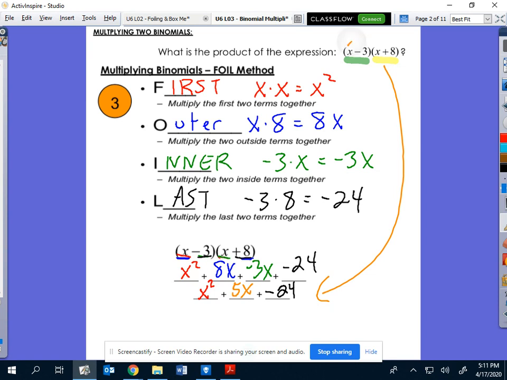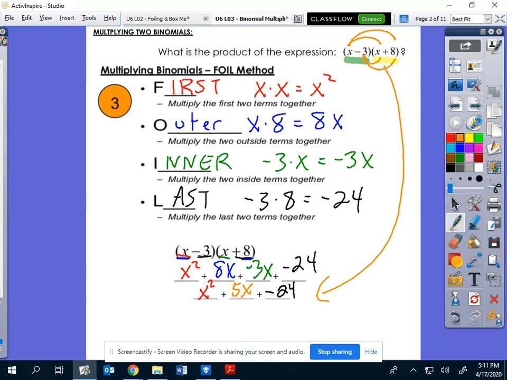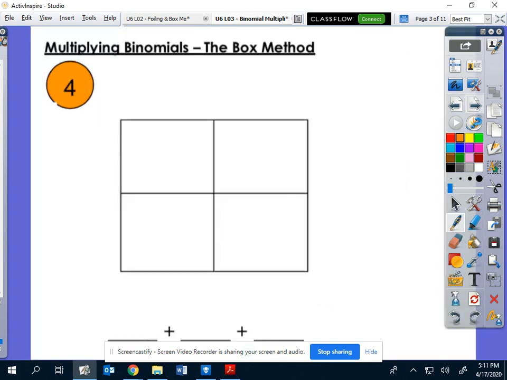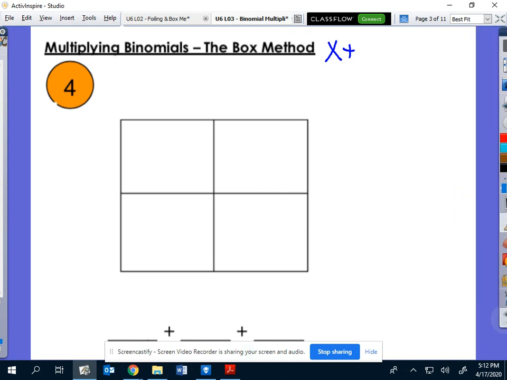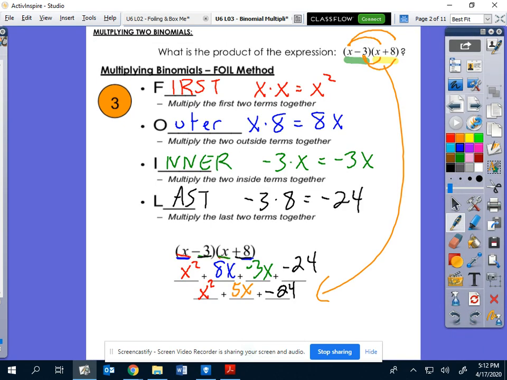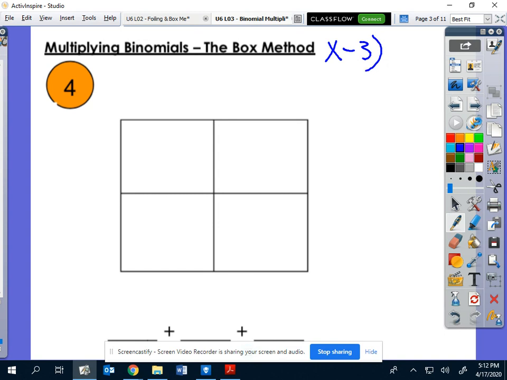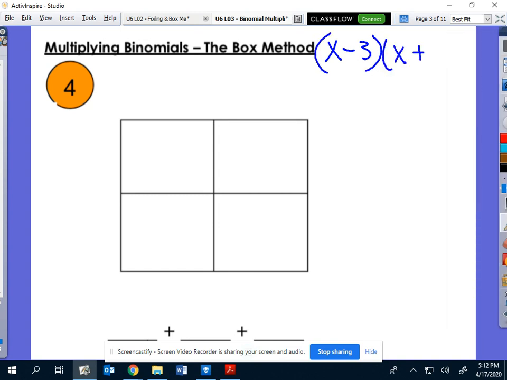Some people draw these arrows, so first, outer, inner, last. If you like that, you can definitely do it. So feel free, if that's your preferred method, knock yourself out. The next method is called the box method. Students who are a bit more visual tend to like the box method. I want you to write the question again right here. I believe it was x minus 3. Yeah, x minus 3 times x plus 8.